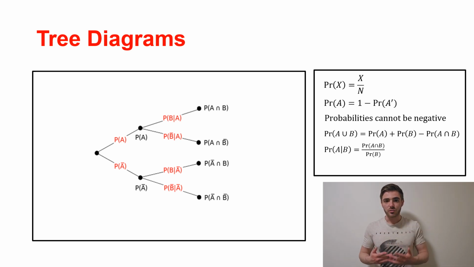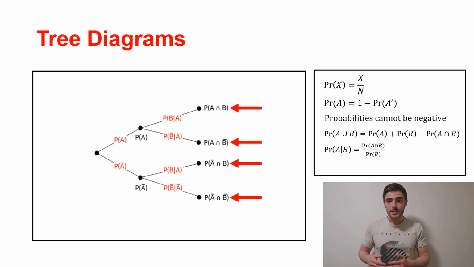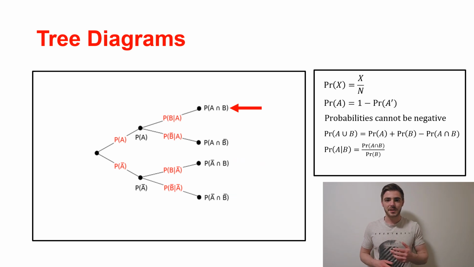The probability of taking a path all the way to the end is written at the end. That probability is the intersection of all the events that occurred before it. And that probability is found by multiplying all the probabilities along the path. This tree diagram tells us that P(A intersection B) can be found by multiplying P(A) by P(B given A). Let's see how we can use this to solve the previous example.